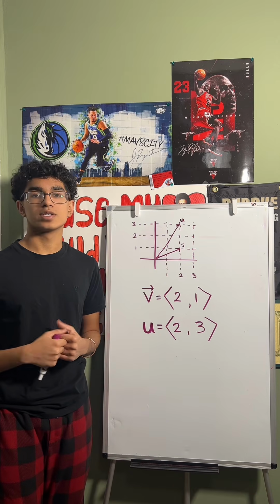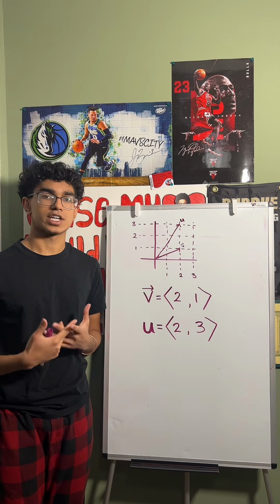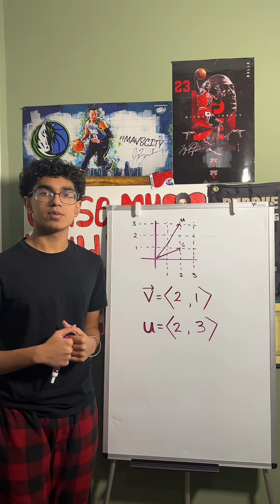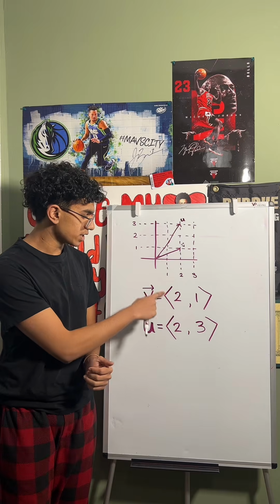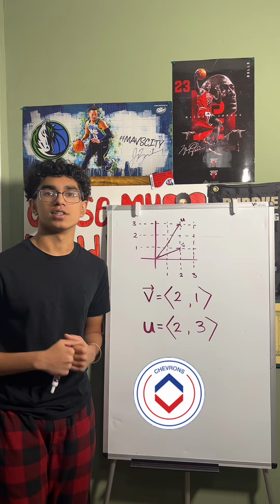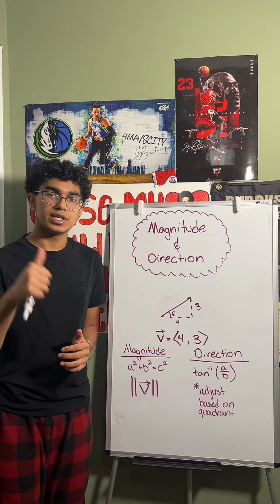I suggest using an arrow because it's a lot easier to check for an arrow than it is to check if a variable is bold. However, whichever method you use, you always need to include these angular brackets. Some people call them chevrons. Vectors always have a magnitude and a direction.